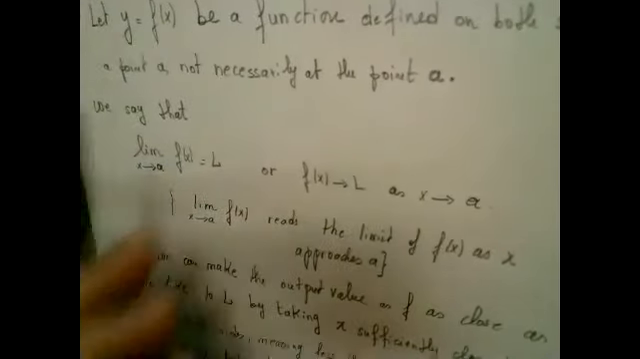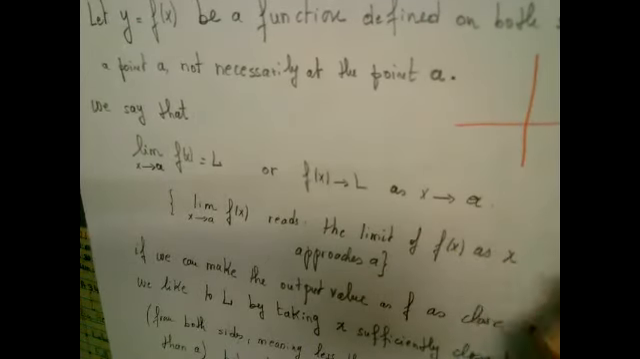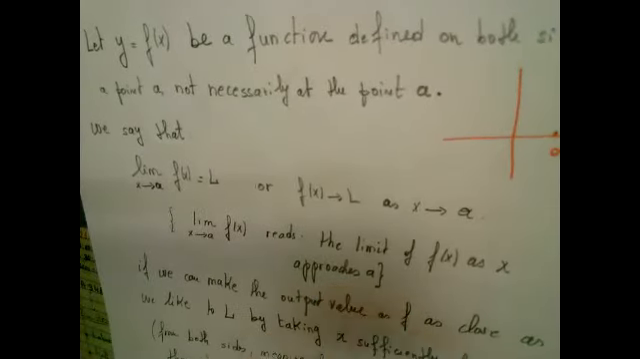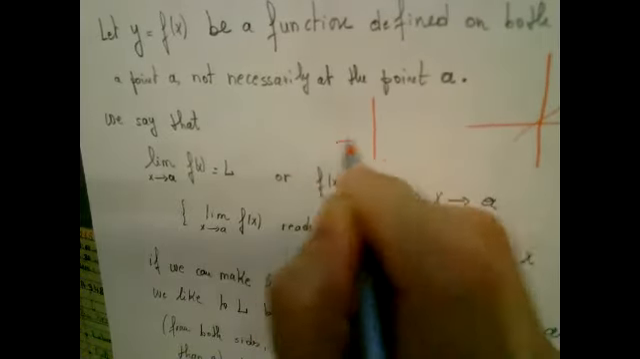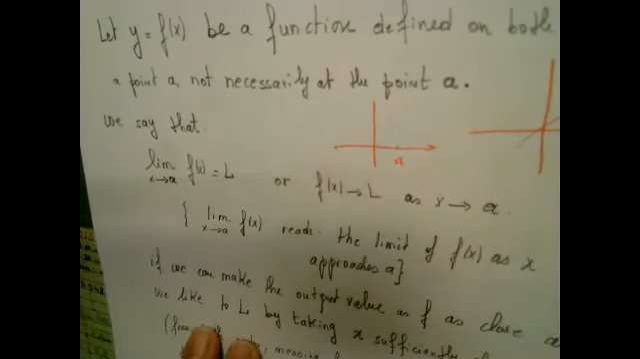So suppose f is a function defined on both sides of a point A. It means it makes sense near A, not necessarily at the point A. So I have a function, and I have a point A, and my function doesn't make sense at A. I don't think this graph is working here. So this is my function right there. This is a point A, and my function at A is not defined. There is no output at A.